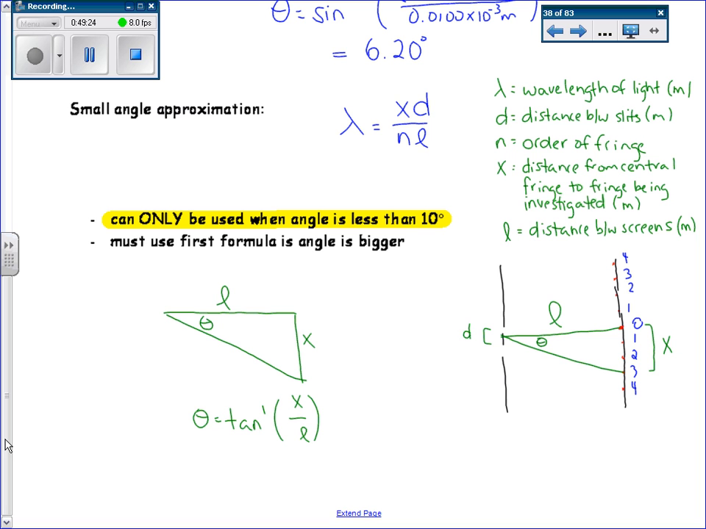So basically, when you get a question that isn't asking you to find the angle, nor does it give you the angle, you have to do this first to make sure that you can use that formula. But if you're going to do this and find the angle, you might as well use the angle formula because it's a little bit simpler to use.